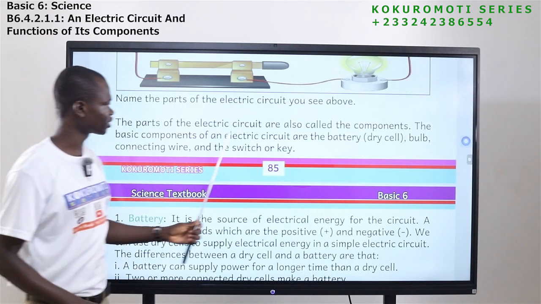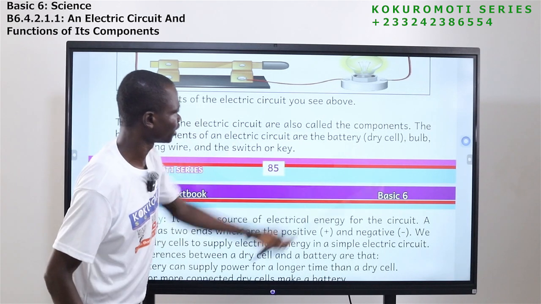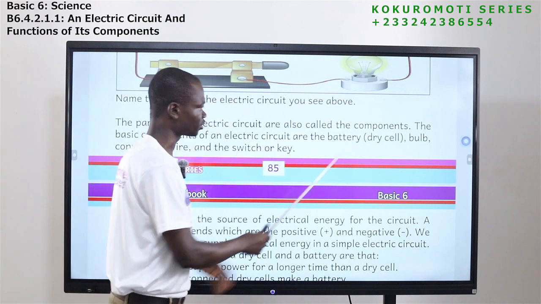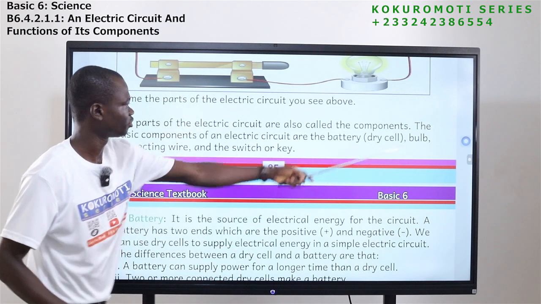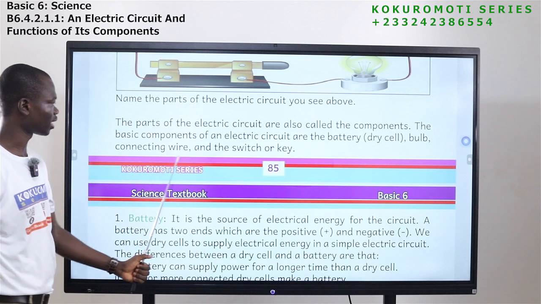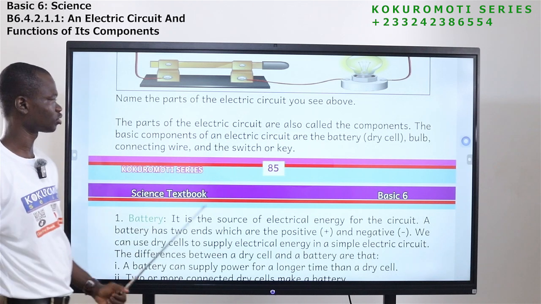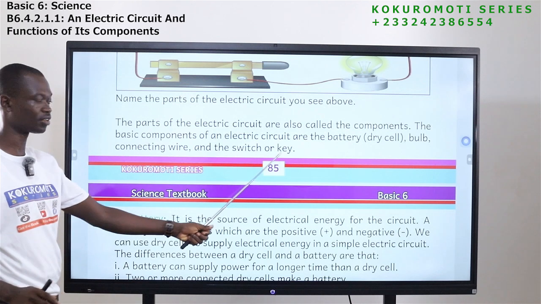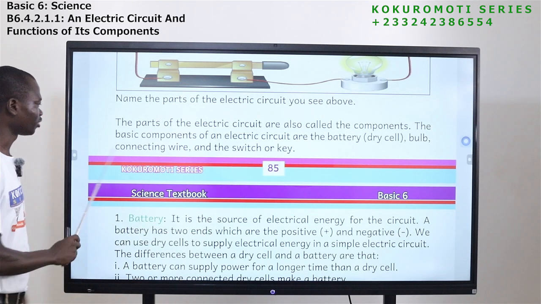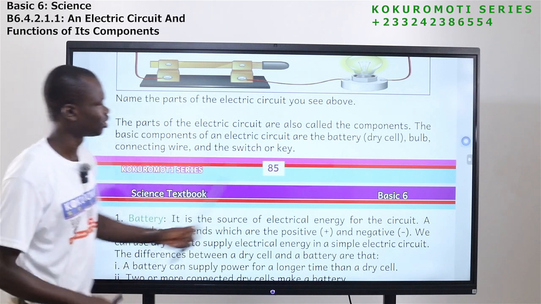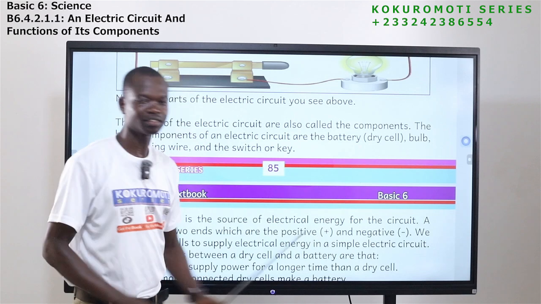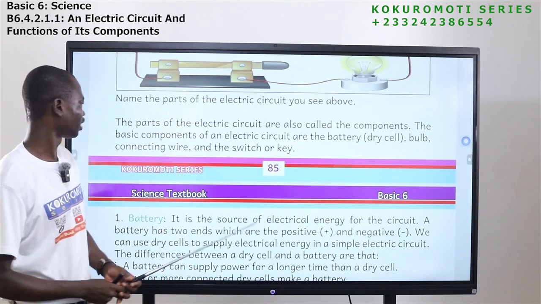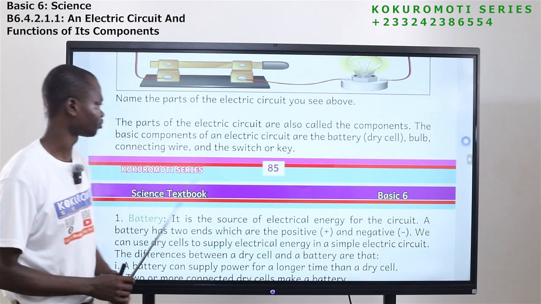The parts of the electric circuit are also called the components. The basic components of an electric circuit are the battery or dry cell, the bulb, the connecting wire, and the switch or key. Switch or key, the same thing. If you don't want to write switch, you can write key. And then we have connecting wire. Battery, dry cell, they perform the same function. Okay, and then we have bulb here.